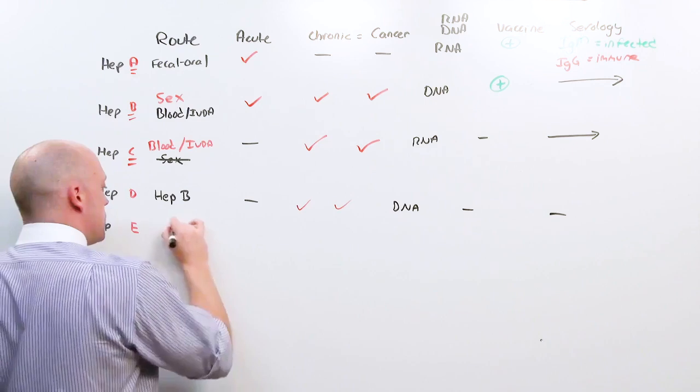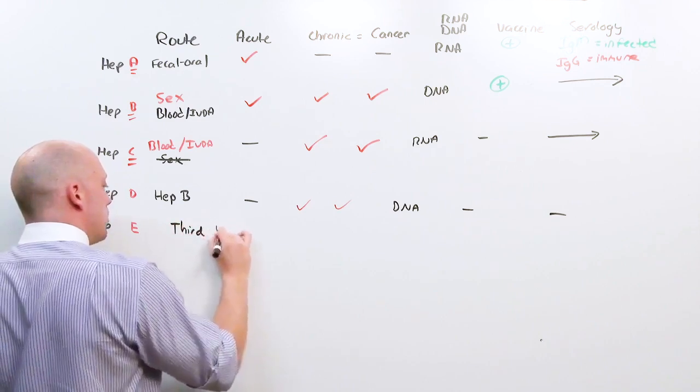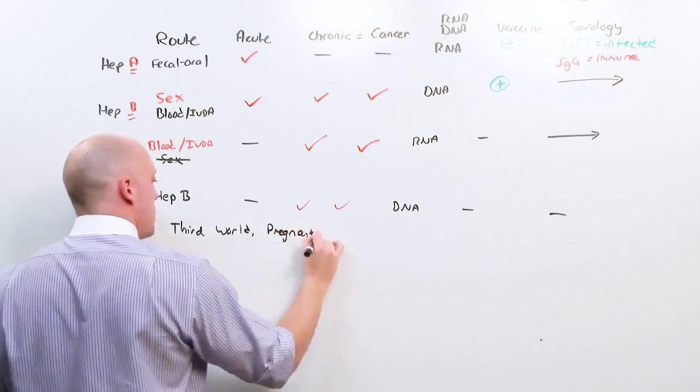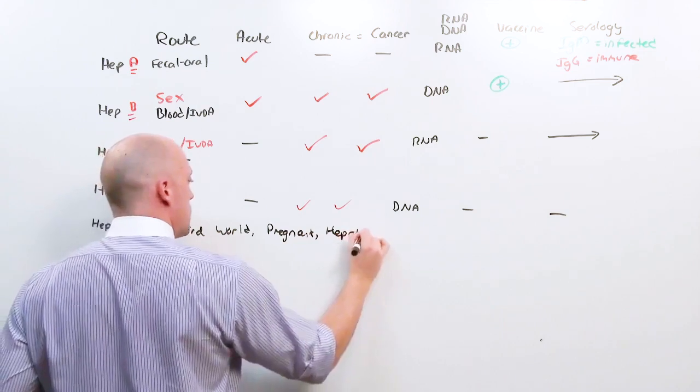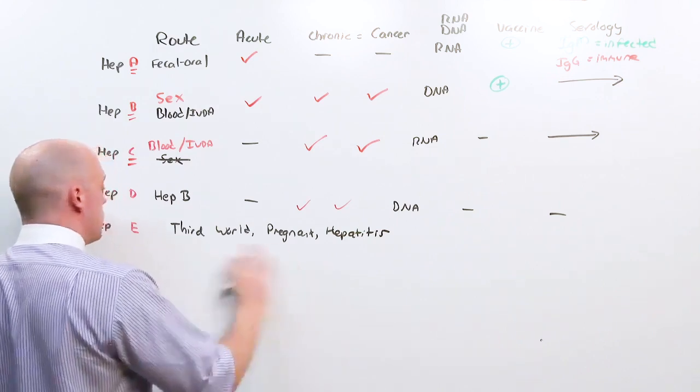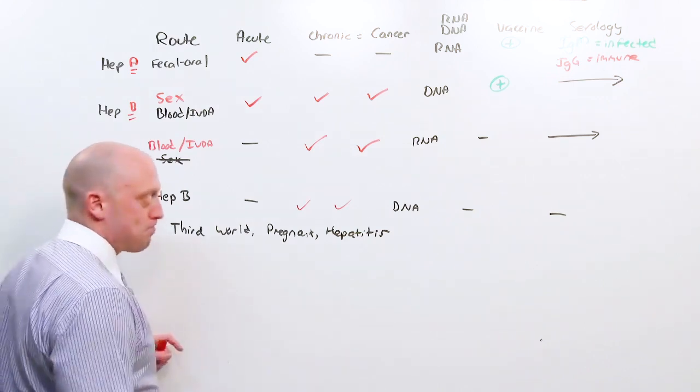Hepatitis E, what you're going to see, is a third world patient who's pregnant and has hepatitis. We don't see it a lot in America. So if you have a test question about a third world pregnant woman and it's about hepatitis, it's Hep E.